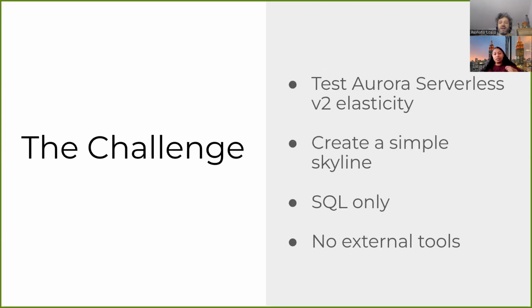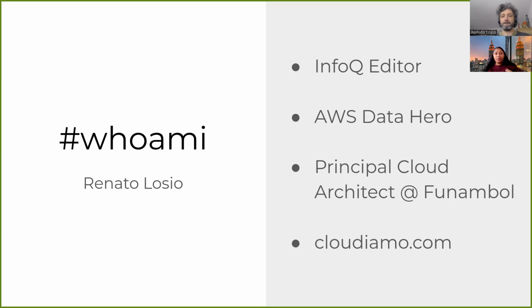Renato, just a quick question, even before we move ahead. You said that you like to do all these experiments. What were you thinking when you said that, hey, I want to see if Aurora is elastic enough for you to be able to draw, or basically, come up with an NYC skyline? What was the thought process? What was the inspiration behind something like that?